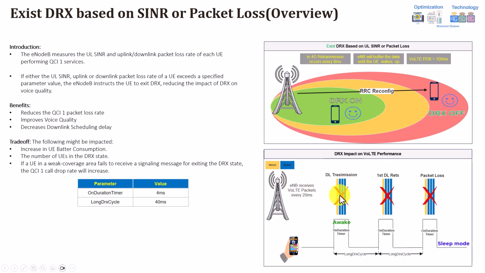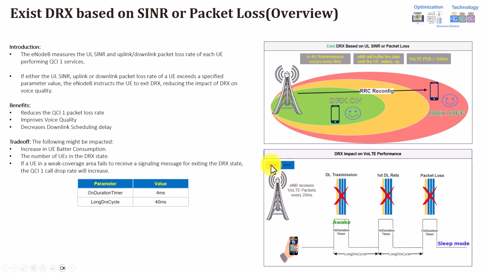But if you remember, the VoLTE packet in general is transmitted every 20 milliseconds, as mentioned here. But in this case, because the long DRX cycle is 40 milliseconds, the packets will be bundled every 40 milliseconds. We'll have 2 packets. So now the eNodeB will buffer the packets until the user goes to the on duration timer. As you can see, this on duration timer is 4 milliseconds. So the user is awake for 4 milliseconds only and is waiting for the eNodeB to start transmitting data. So the eNodeB now did that downlink transmission.